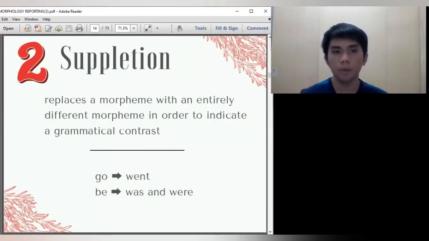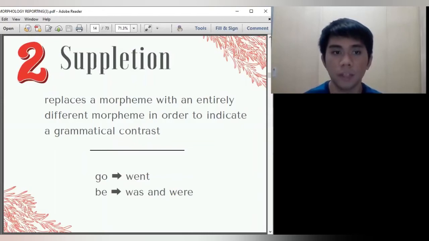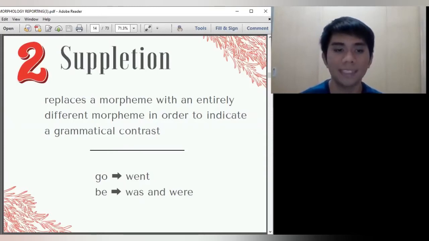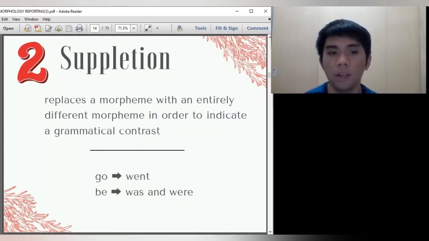Next process that is related to inflection is suppletion. It replaces a morpheme with an entirely different morpheme to indicate the grammatical contrast. So in the examples that we have, from the present go to past went. We also have the present be to past was and were. As we can see, it's a totally different morpheme. We cannot see remnants of the present form of the verb.